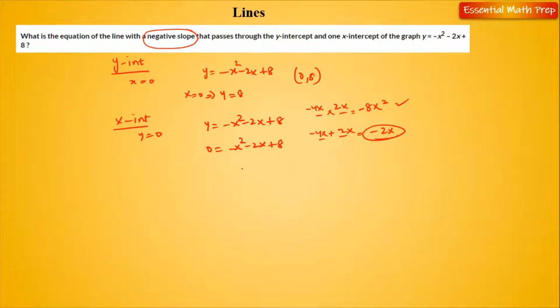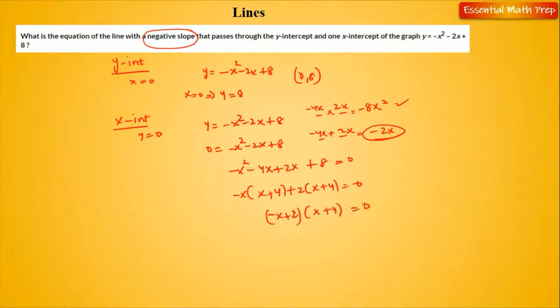So negative x squared minus 4x plus 2x plus 8 equals 0. So negative x means x plus 4, and 2 means x plus 4. That's equal to 0. Negative x plus 2 times x plus 4 equals 0. Negative x plus 2 equals 0 implies x equals 2, right? And x plus 4 equals 0 implies x equals negative 4, right?